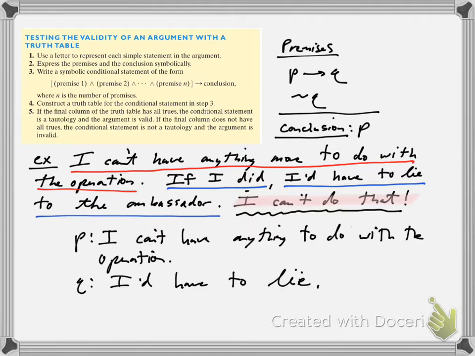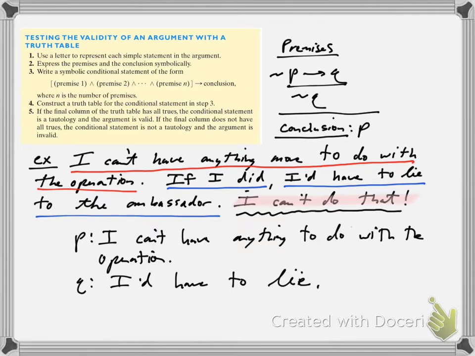I just realized I made a mistake up above, didn't catch it. This premise right here is the blue premise right down here that's underlined in the statement, okay? It says, if I did have anything to do, well, that's a little confusing because the P is I can't have anything to do, so the if I did have anything to do is the opposite of not being able to have anything to do with the operation. So this is actually a not P. That's the only difference. So it's not P implies Q is premise 1, not Q is premise 2, and the conclusion is P.